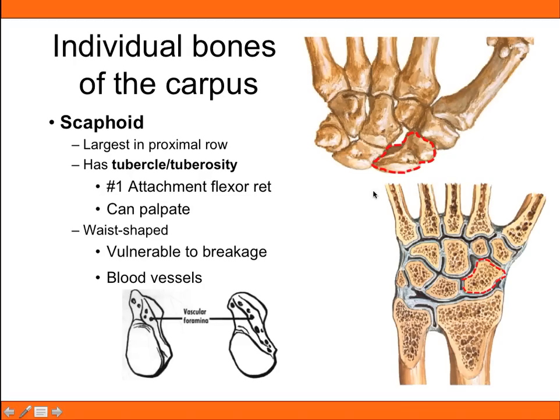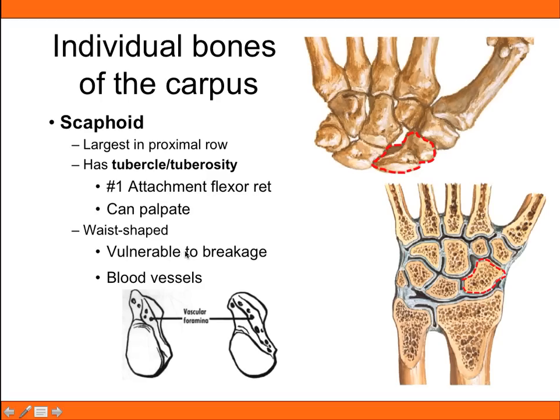So let's have a closer look at the individual bones of the carpus. The scaphoid here, the quote-unquote boat-shaped bone in the proximal carpal row, has a tubercle, which you can identify there. This tubercle, also known as a tuberosity, is really nice and palpable. We can palpate this from the anterior side, and we will in the tutorial. It's also got a prominent waist, which you can see here, along here.